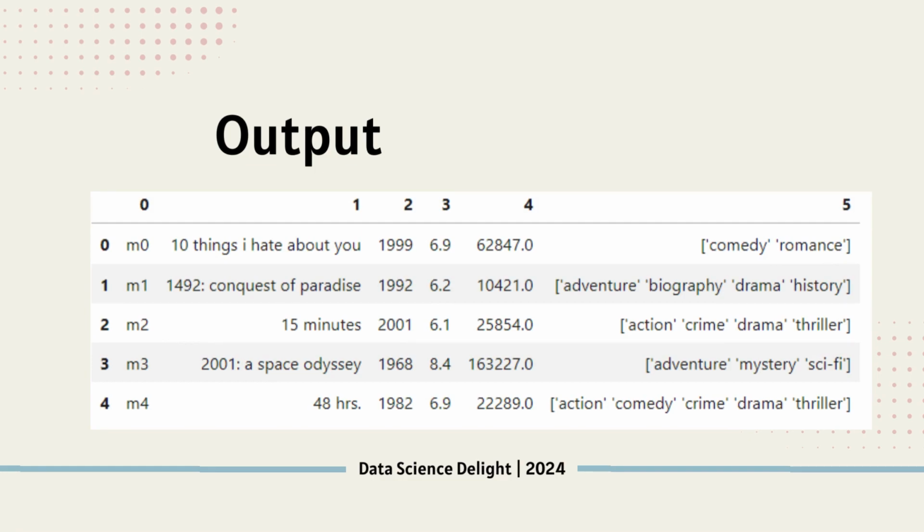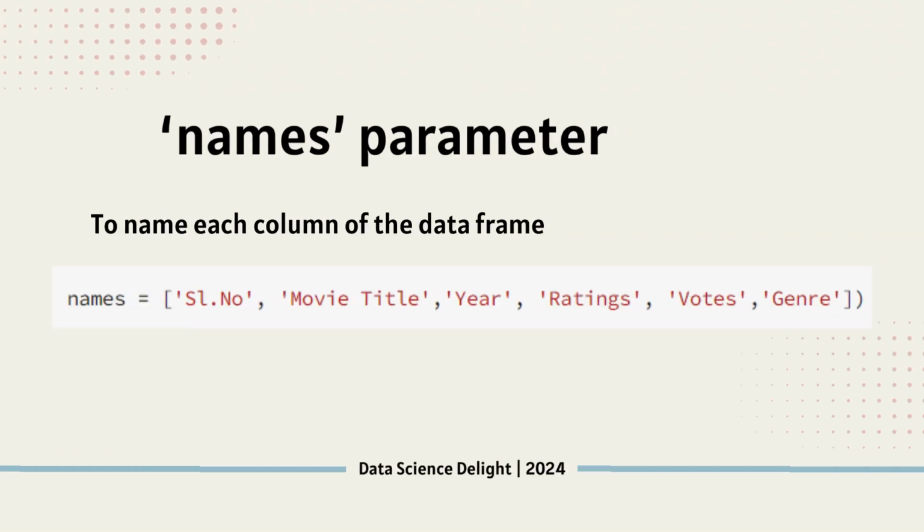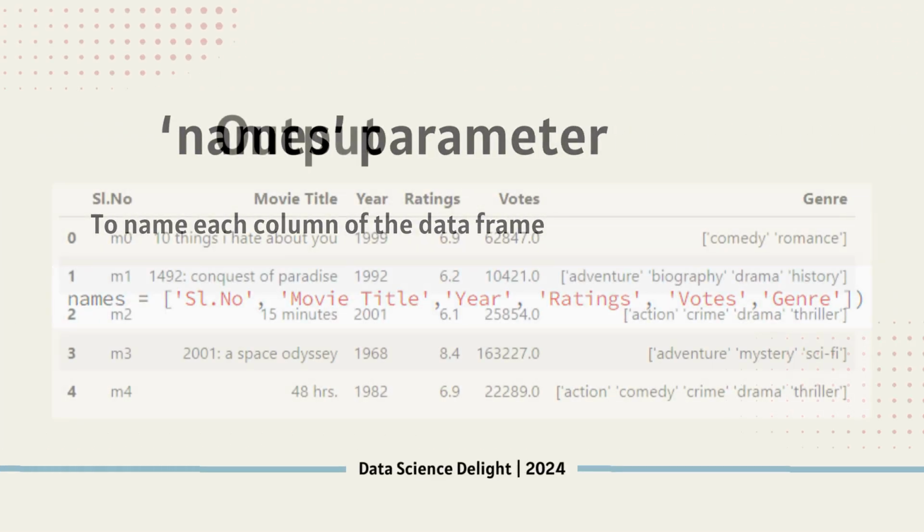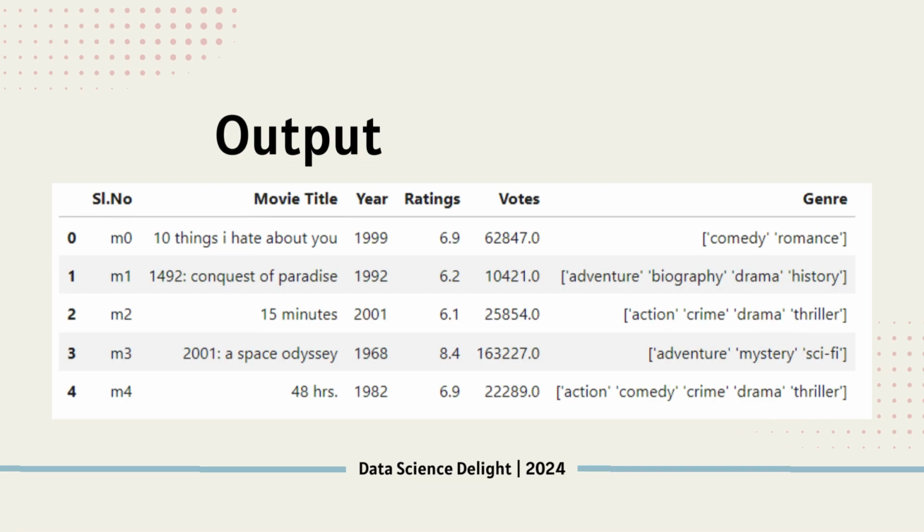The data frame still looks a bit odd. Yes, the columns are labeled with numbers. Now our task is to provide names to each column of our data frame. And for that, we will use names parameter. Now it looks like a clear data frame and we can easily analyze our data.